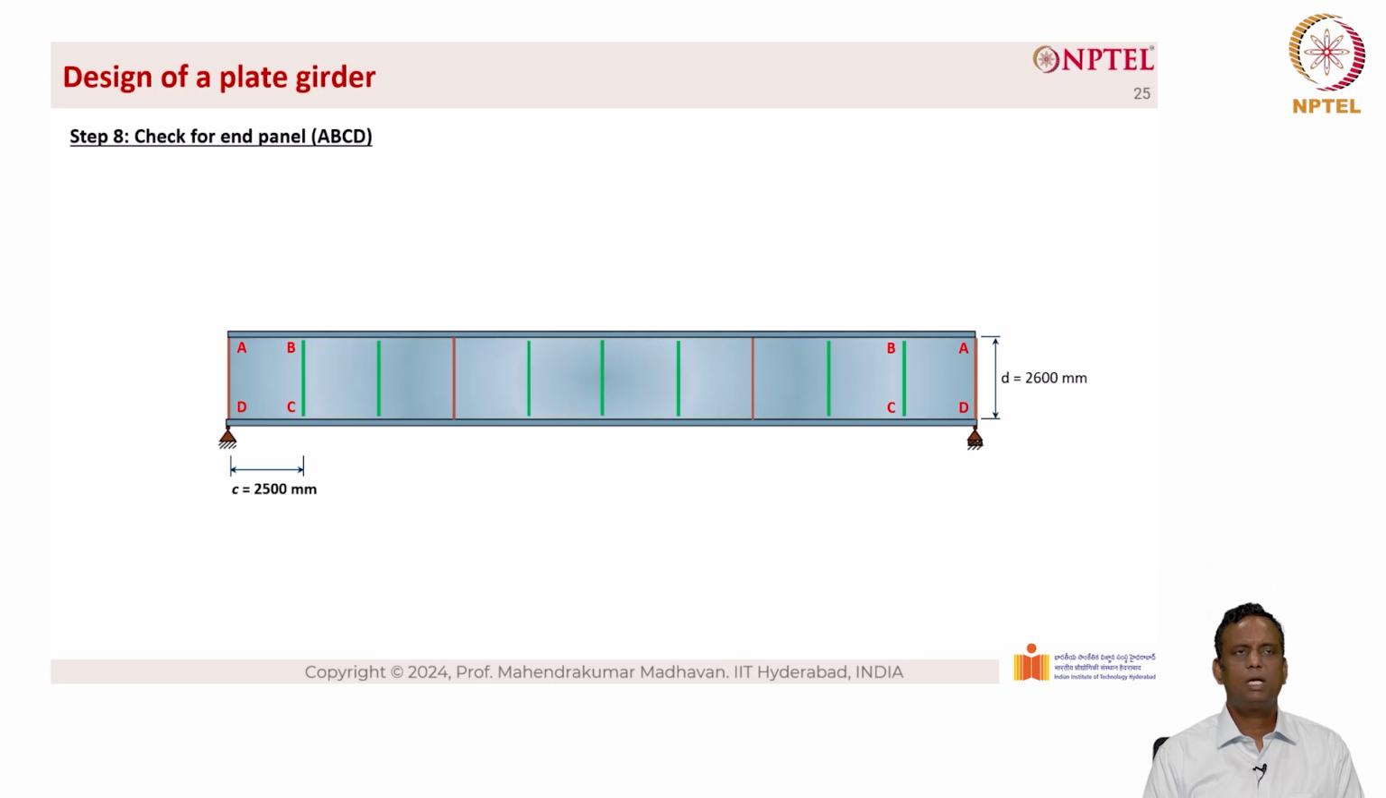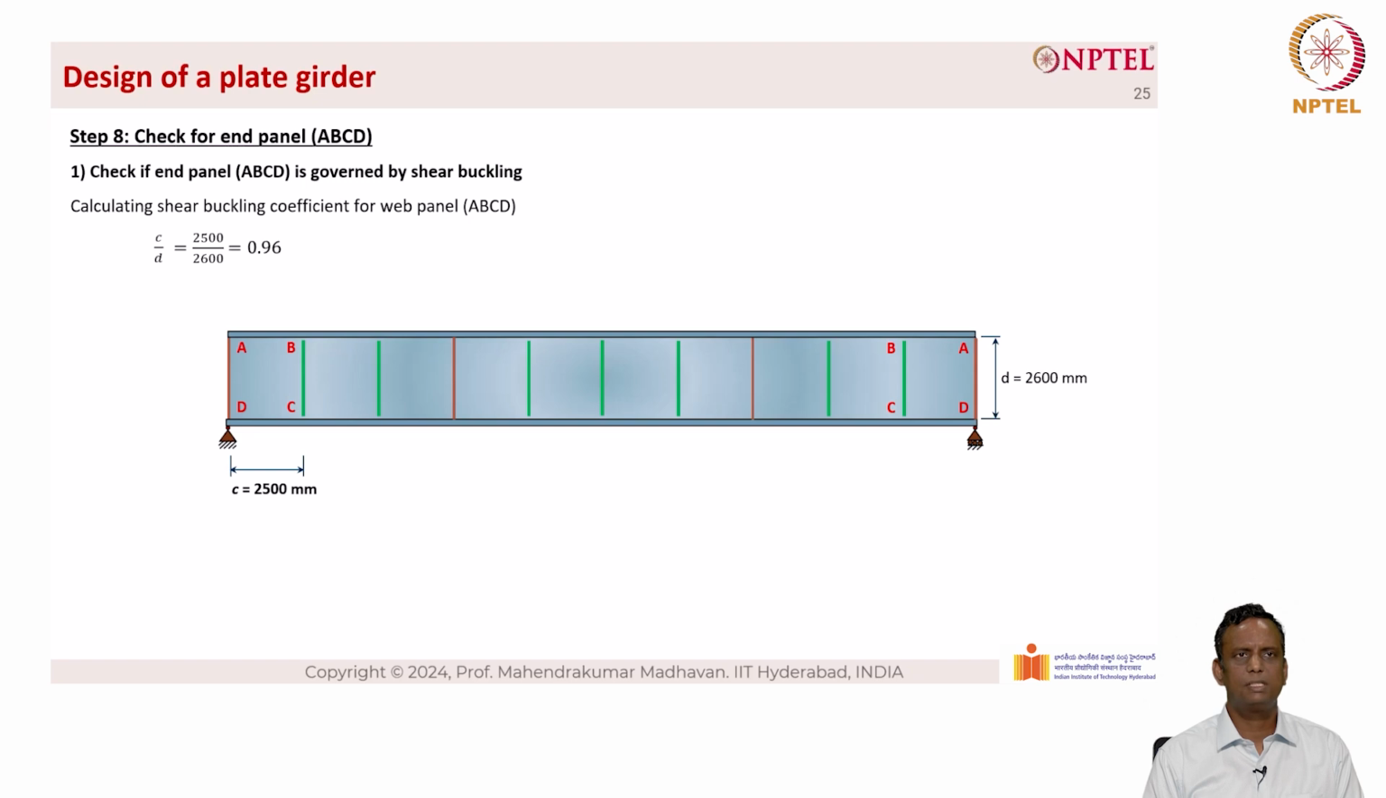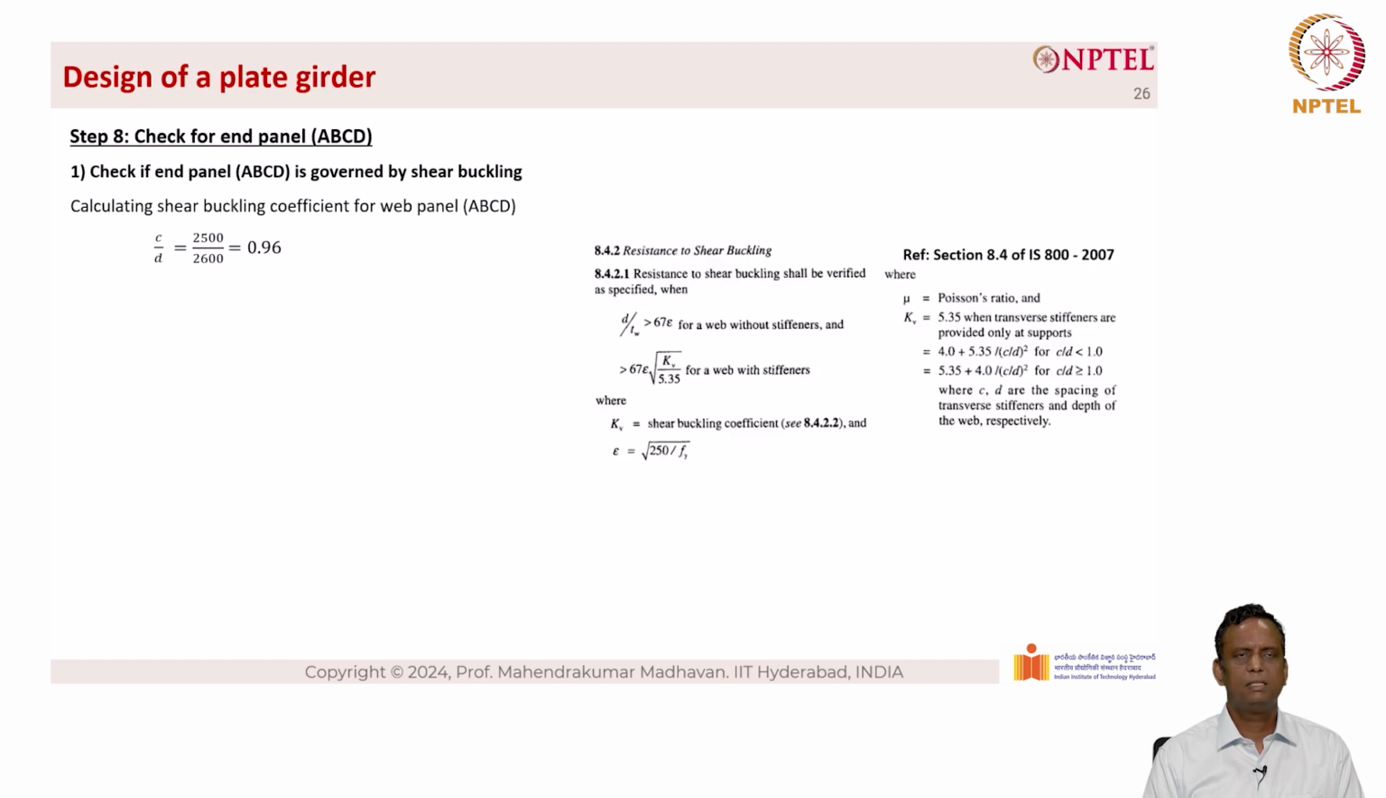Now let's look at step 8, which is the check for the end panel ABCD. Check if end panel ABCD is governed by shear buckling. Calculating the shear buckling coefficient for web panel ABCD, c by d is given as 2500 divided by 2600, which is equal to 0.96. Now why do we calculate that? Because the shear buckling coefficient is a function of the ratio of c by d.